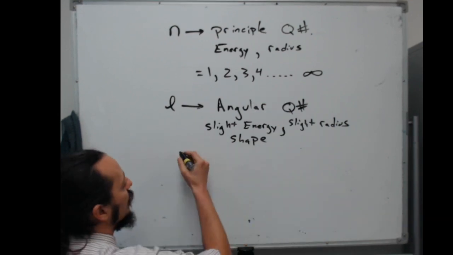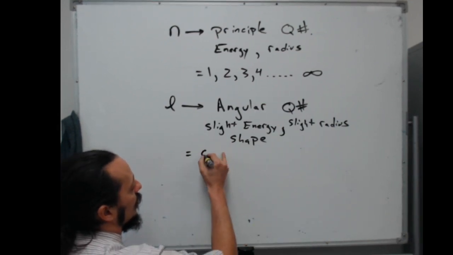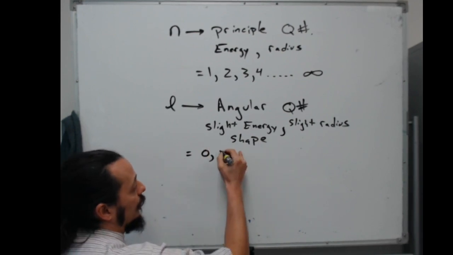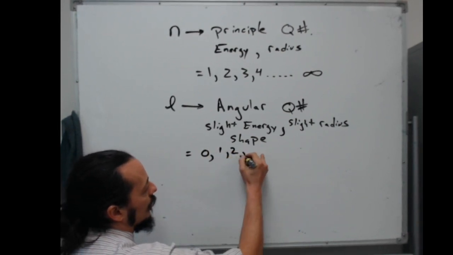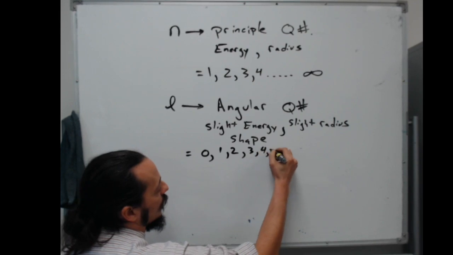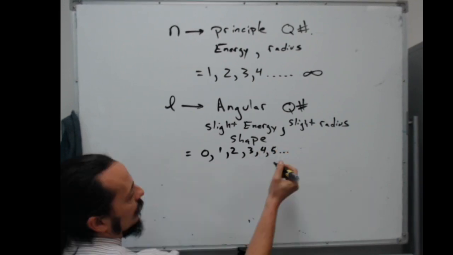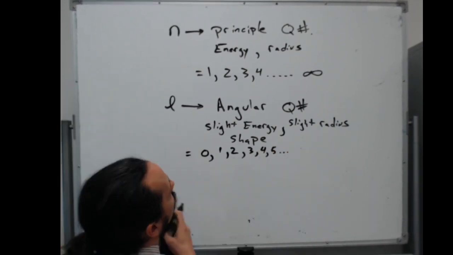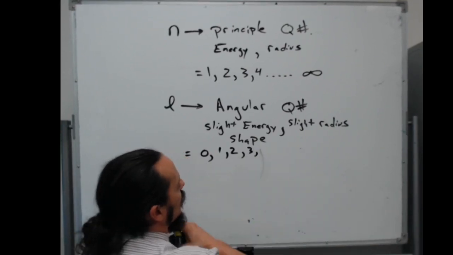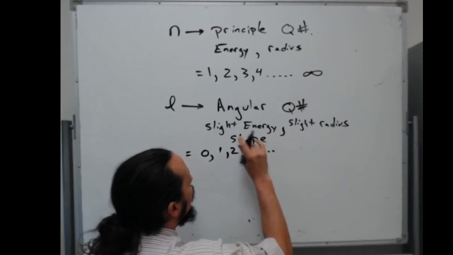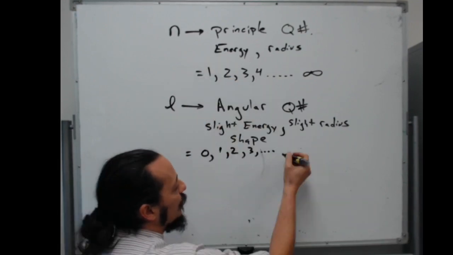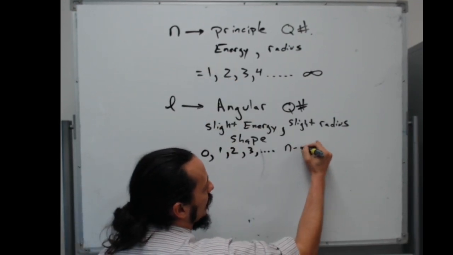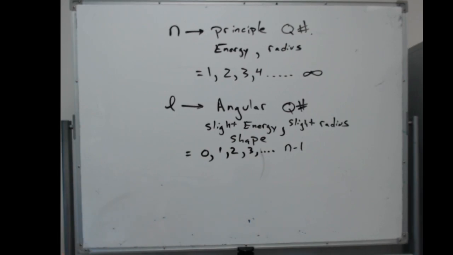This has values starting at 0 for the lowest shape. And they can theoretically go on forever, just like the other set. But this being a number that's below the principal number, it is going to be restricted by the principal number to a maximum of n minus 1. And we'll talk about how we can implement those limitations after we get through all of the quantum numbers.